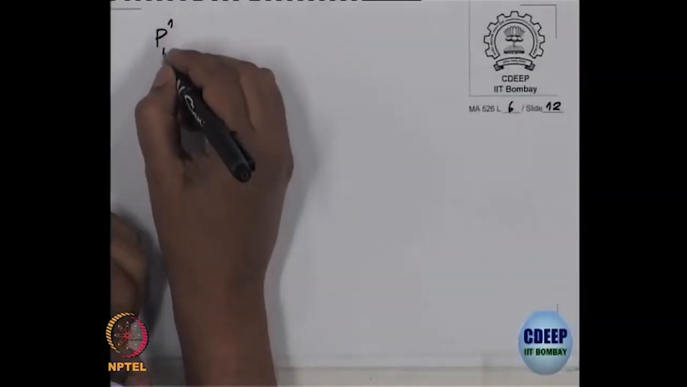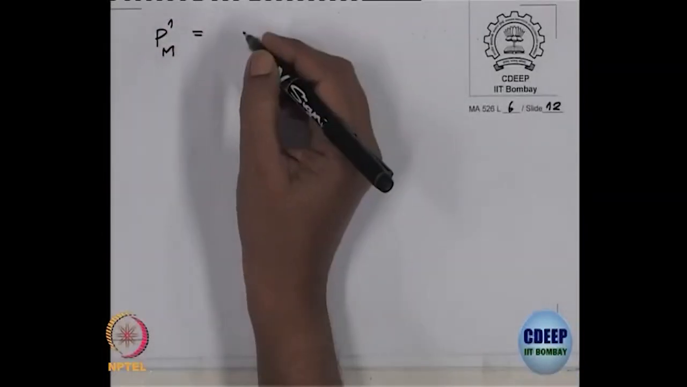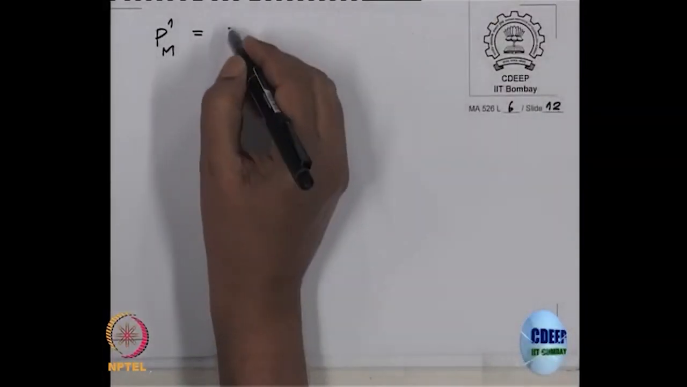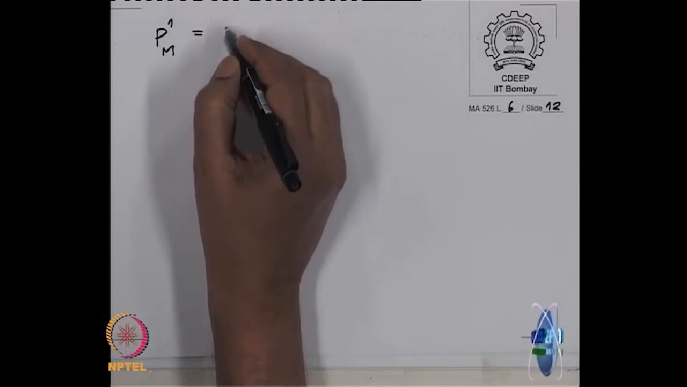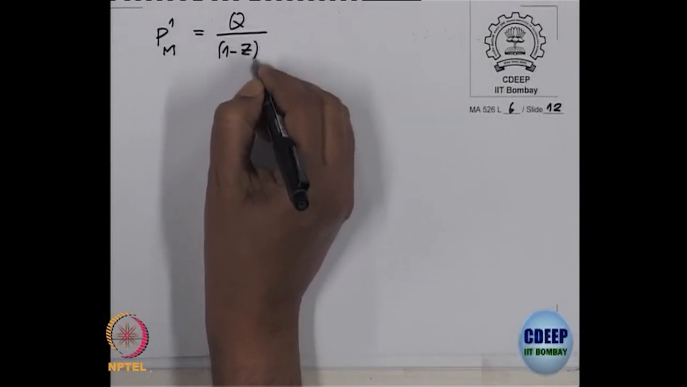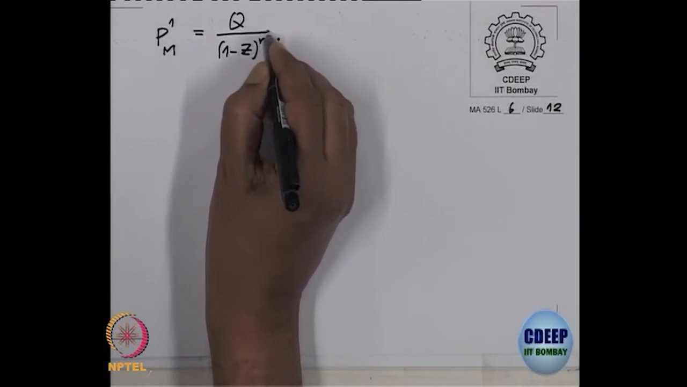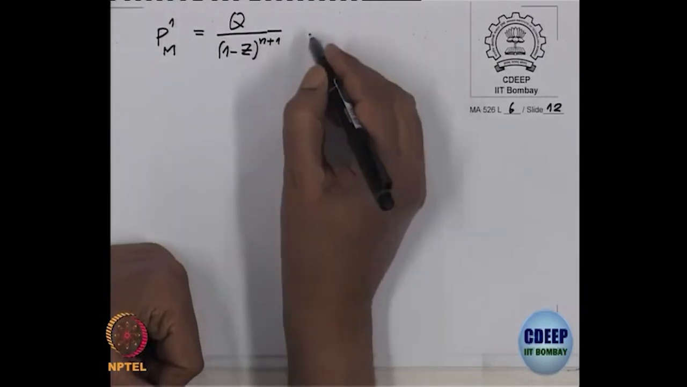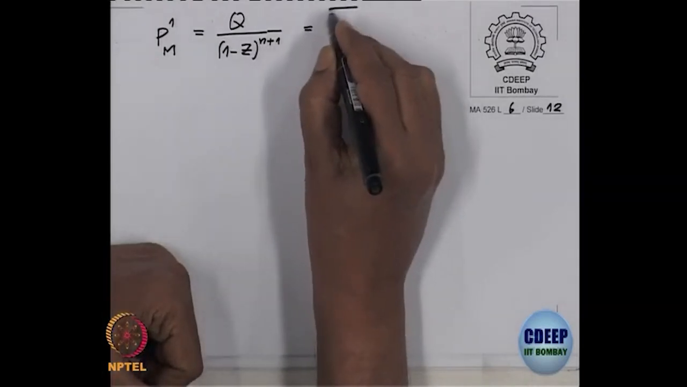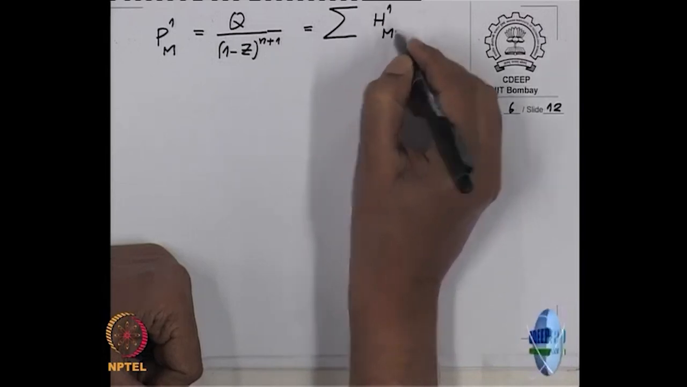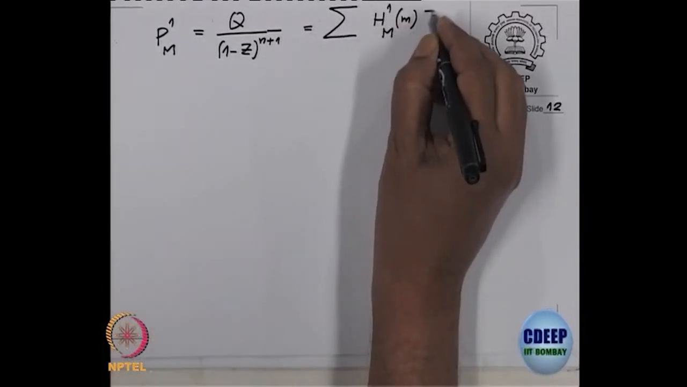So, we have this P_1(M) and we have written it like Q by (1 minus z) to the power n plus 1. Remember, this n is the number of algebra generators for R, and this we have also written as a series, the sum of H_1(M, m) z to the power m.